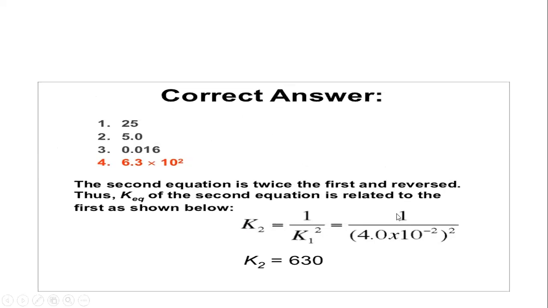So it should be 1 over the first equilibrium constant squared, and we'll arrive at 630, which is the same as 6.3 times 10 to the power 2 in standard form. Are you okay with that? Yes, sir. Excellent, excellent. You guys are doing well.